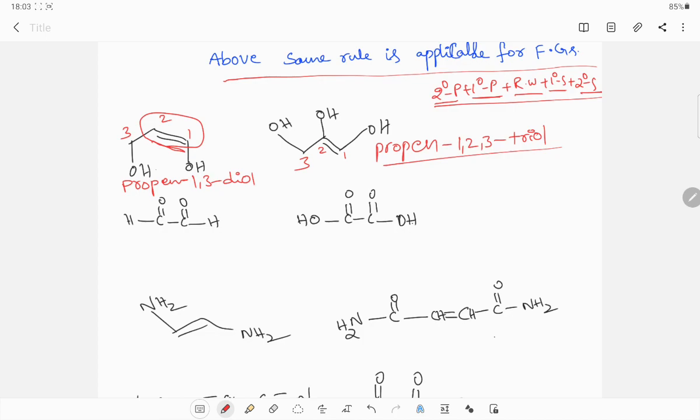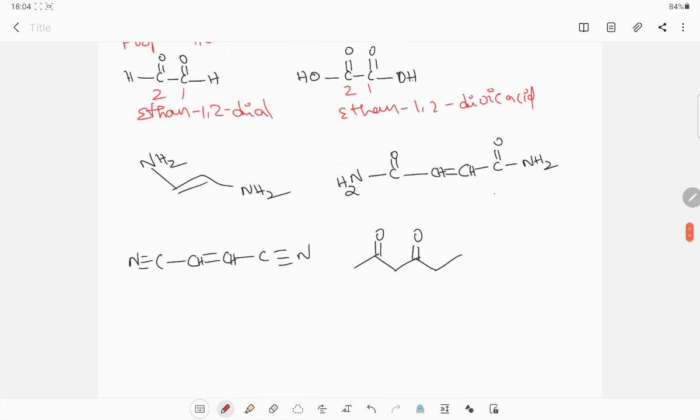Next one. 1 and 2. These two are functional groups. Eth. Nature of parent chain is saturated, that's why an. Ethane 1,2-diol. Next, this functional group name is carboxylic acid. Now 1,2, ethane 1,2-dioic acid.